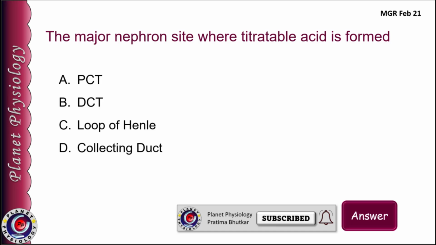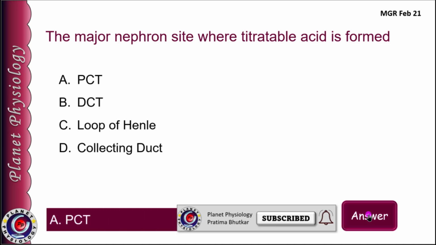In PCT, hydrogen ions which are secreted into the tubular fluid combine with filtered bicarbonate as well as phosphates to form titrable acids, primarily with phosphates. Hence, the correct answer is option A, PCT.